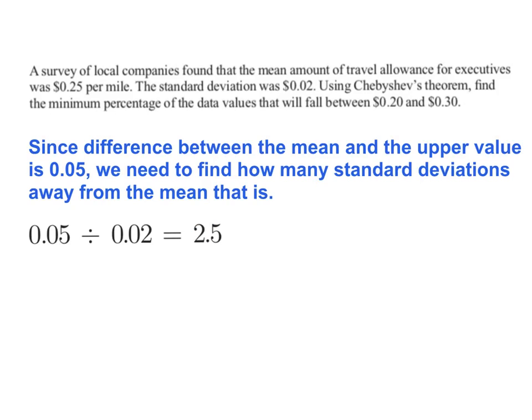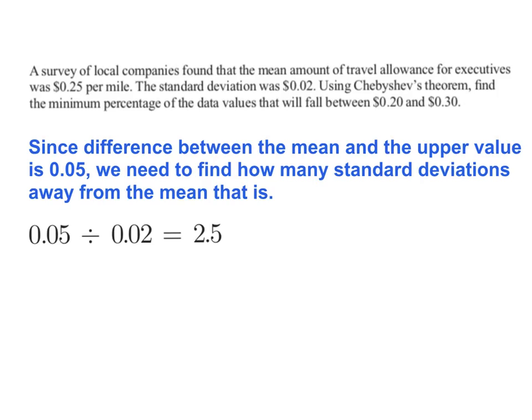And this is 2.5. So that's why, when I gave you the original formula, we said K doesn't have to be an integer. 5 cents is 2.5 standard deviations. 30 cents is 2.5 standard deviations away from 25 cents. 20 cents is 2.5 standard deviations below 25 cents.